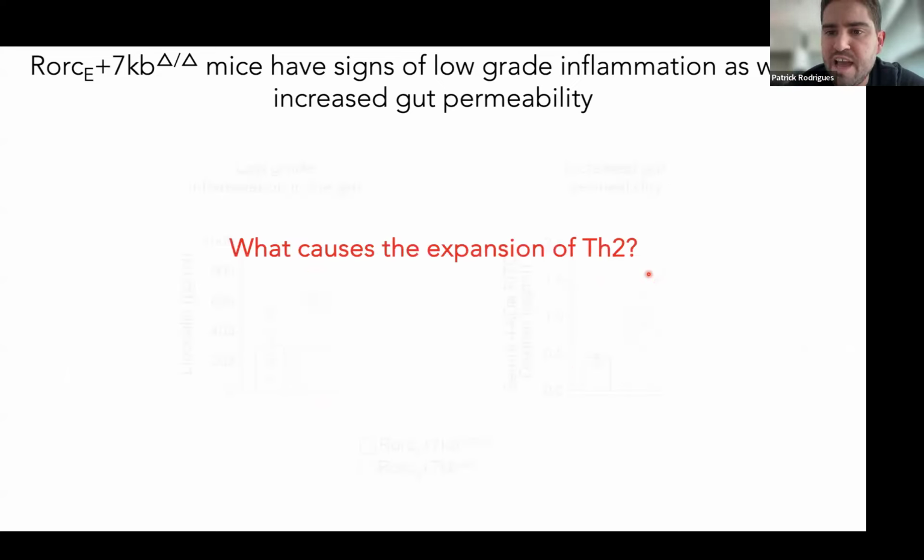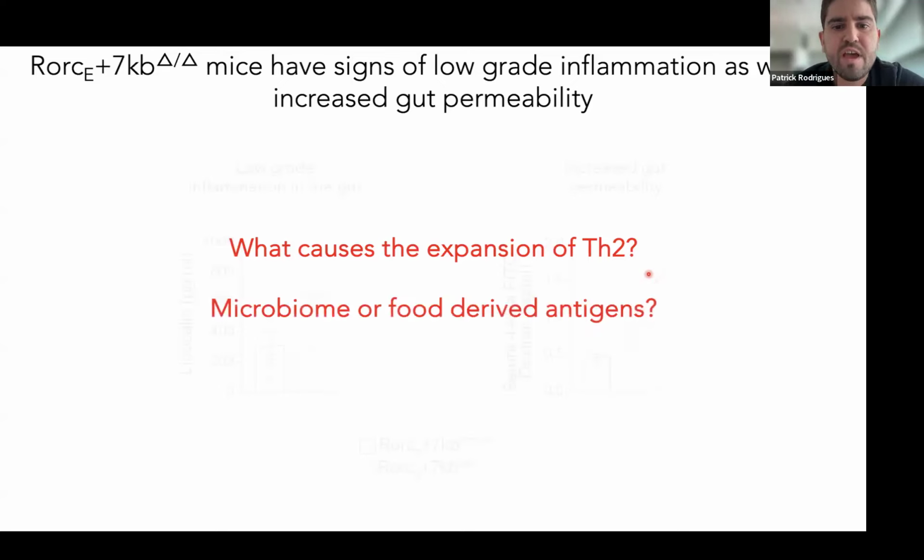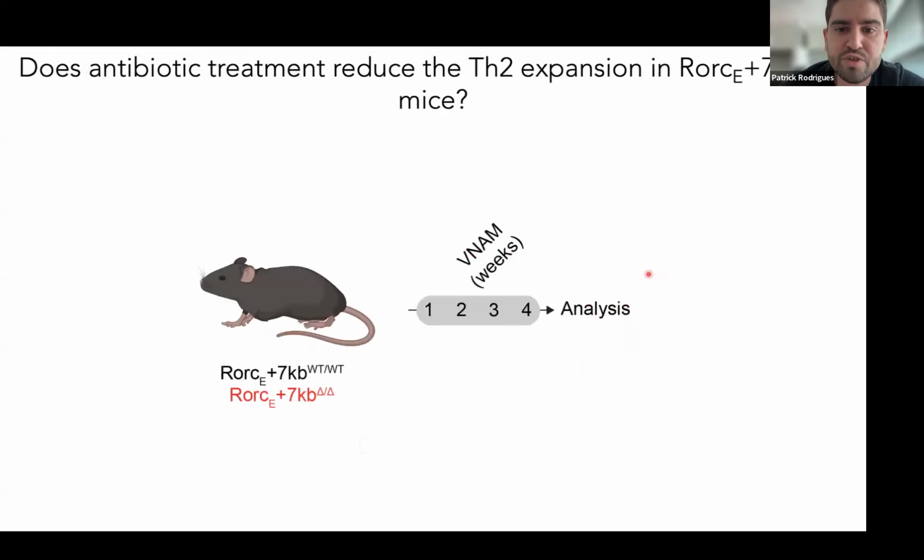So after seeing that we also have a low-grade inflammation in our enhancer knockout, we are still wondering what the expansion of the Th2 could be driven by. Is it actually the microbiome, or a disbalance of the microbiome, which induces this Th2 response, or could it be that it's actually food-derived antigens which promote this allergic Th2 response? To assess this question, what we did first was try to kill the microbiome by treating our mice with antibiotics. So we took our wild-type mice as well as our 7kb enhancer knockout and treated these mice with an antibiotic regimen for 4 weeks.